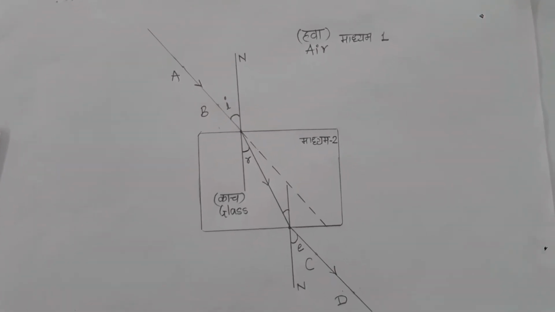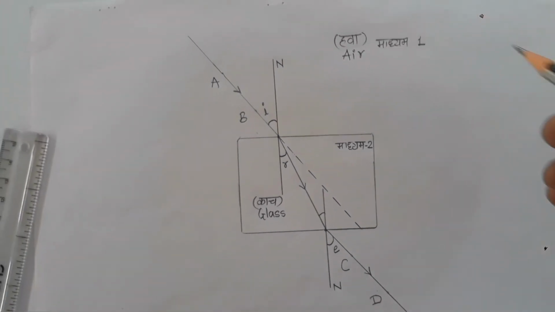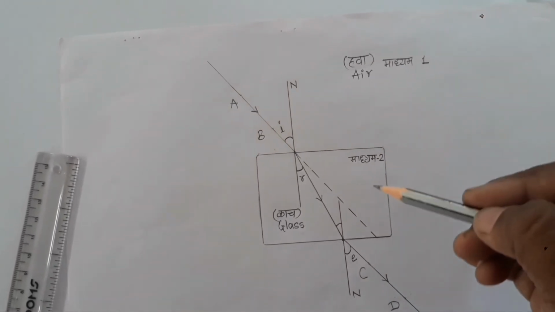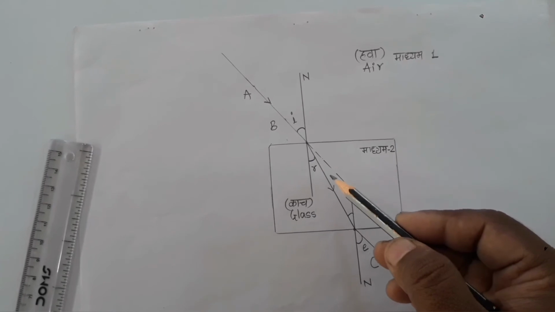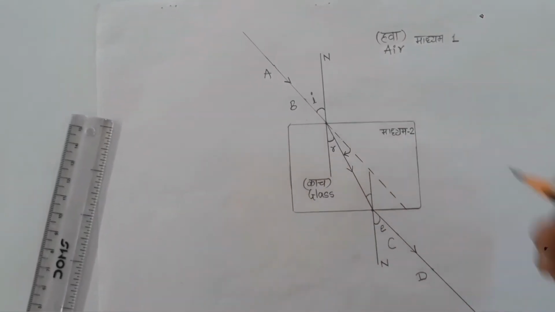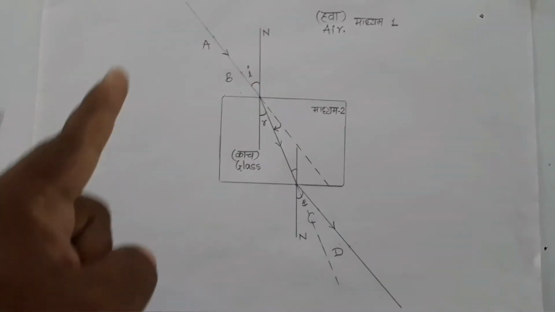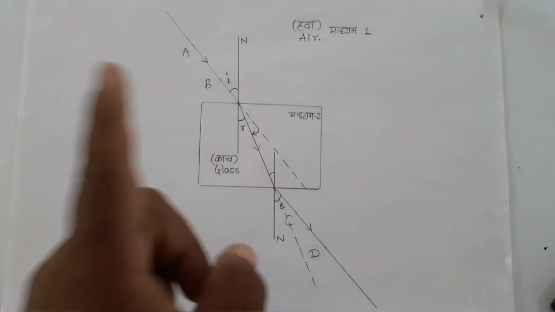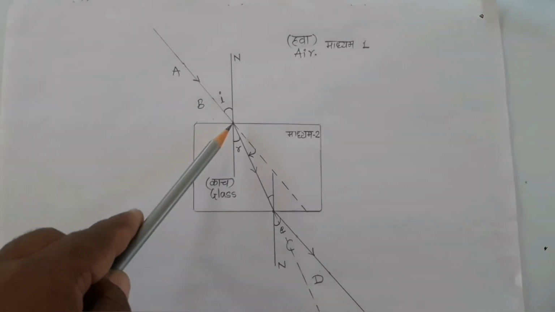Remember, whenever the light ray enters from a rarer medium to a denser medium. In this experiment, air was the rarer medium and the glass slab was the denser medium. When a light ray enters from a rarer to a denser medium, it bends towards the normal. If the glass slab was not present, then the ray of light would go in a straight line. But because of the presence of the glass slab, the light ray bent towards the normal.